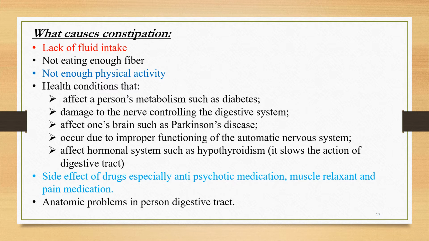Health conditions that affect a person's metabolism, such as diabetes, damage the nerve controlling the digestive system, affect one's brain, such as Parkinson's disease, occur due to improper functioning of the autonomic nervous system, affect hormonal systems, such as hypothyroidism, as it slows the action of the digestive tract, side effects of drugs, especially antipsychotic medication, muscle relaxants, and pain medications, and anatomic problems in a person's digestive tract.